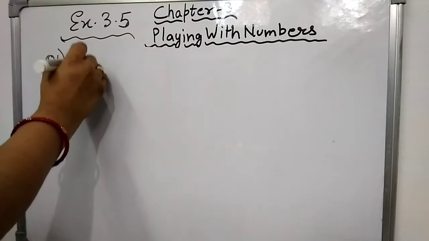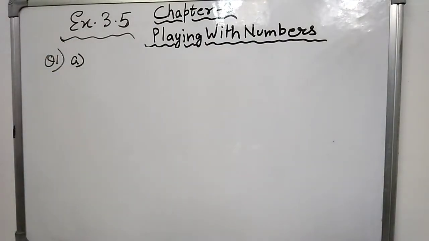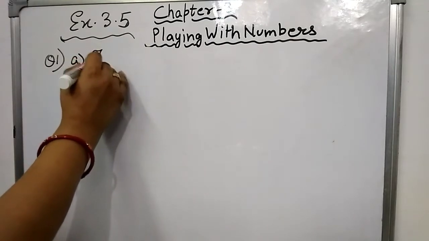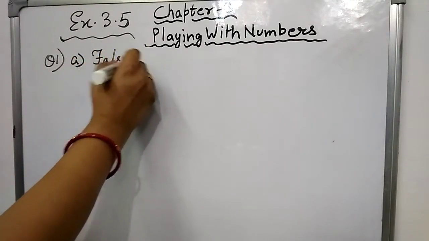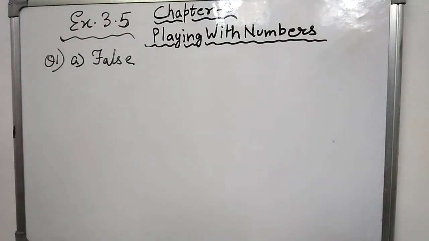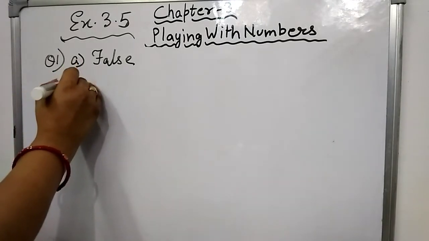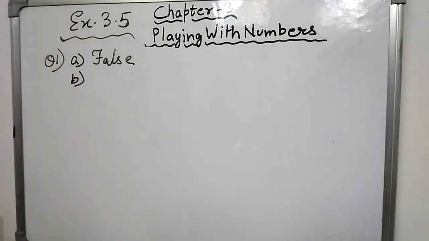First statement is, if a number is divisible by 3, it must be divisible by 9. This is false because 9 is a multiple of 3, not a factor of 3. So this cannot be, any number which is divisible with 3 cannot be divisible by 9.